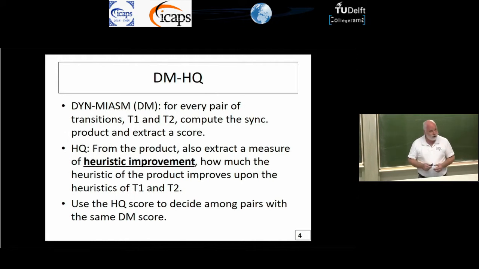So we tried all sorts of things, and in fact it was much more difficult than we expected to add this extra piece, which seems like an obvious thing to add. But what ended up working best among the things we looked at was to use the HQ score, which is directly a measure of heuristic improvement, to decide among the pairs with the same DM score. So it's a tiebreaker. You first of all look at the dynamic miasm score, and of all the ones that have the same best DM score, you use the HQ score to select among them.